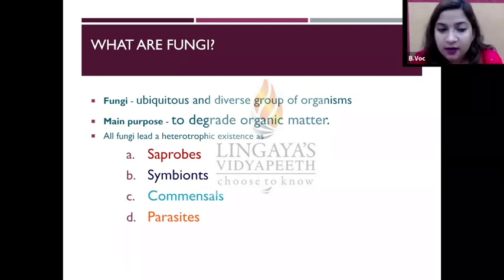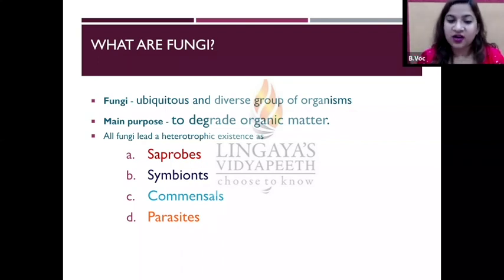dead matter. Here you can see they occur in a heterotrophic existence in four forms: the saprobes, the symbionts, the commensals, and the parasites. We'll be talking about all of these classifications in a later section. So as heterotrophs, fungi can occur in all of these four classes.